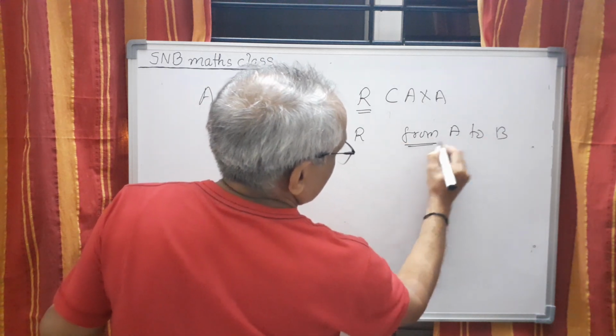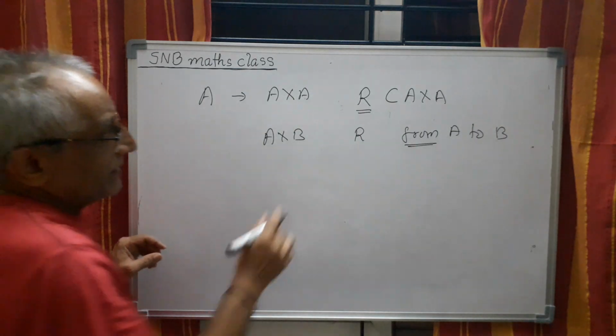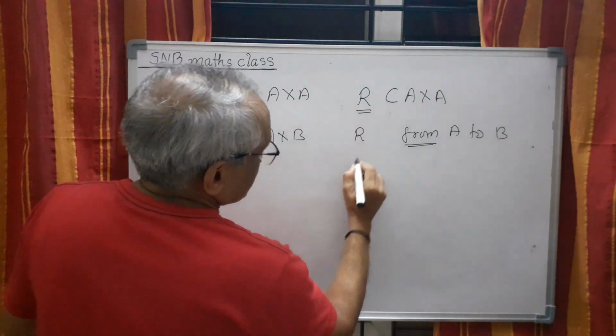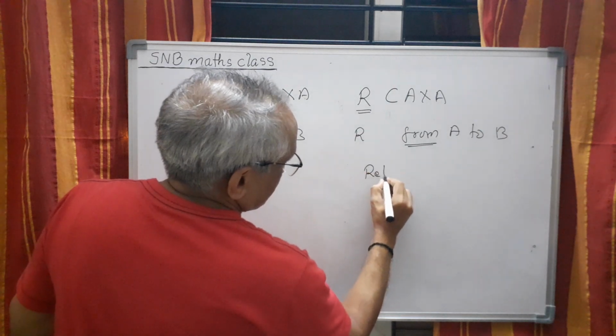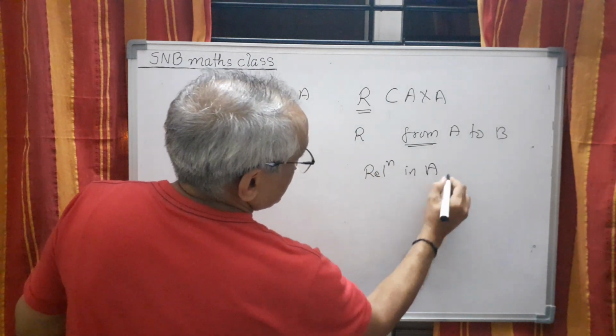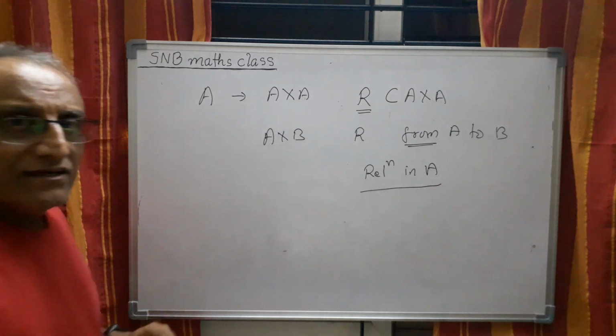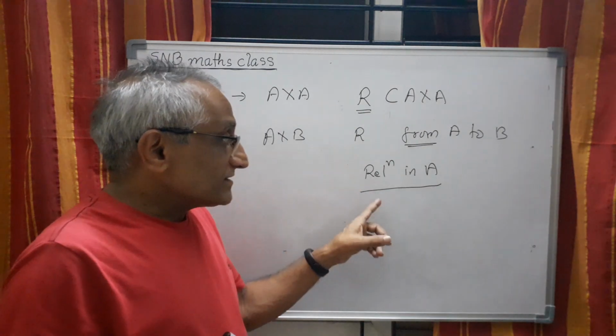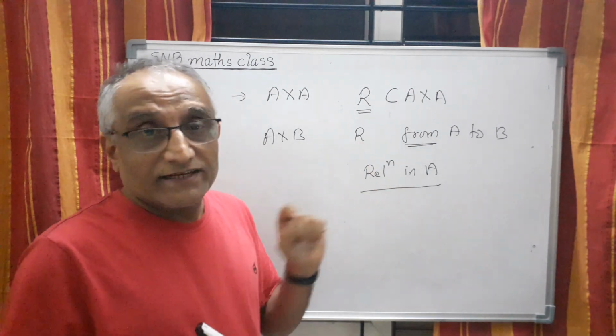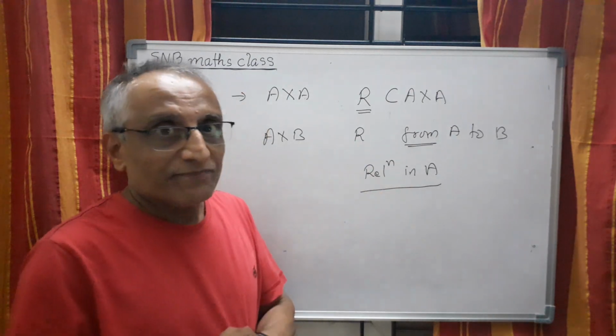That means from A to B, that is the relation. But when you say R is a subset of A cross A, we call it a relation in A. Please note, this is the word we are using. We don't normally call it a relation from A to A. It is a relation in A. A very clear understanding of this one thing is necessary.